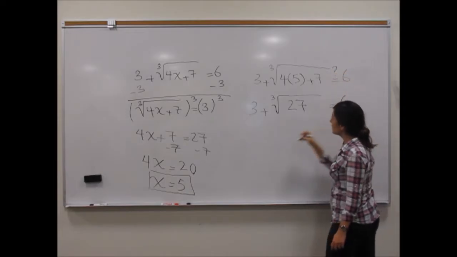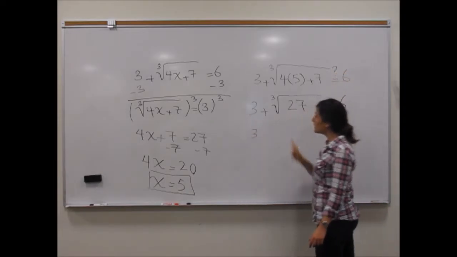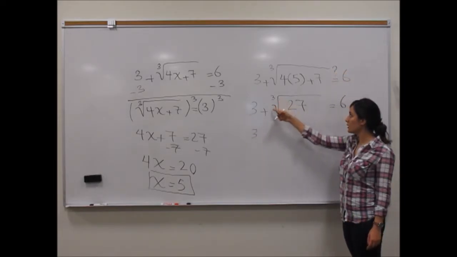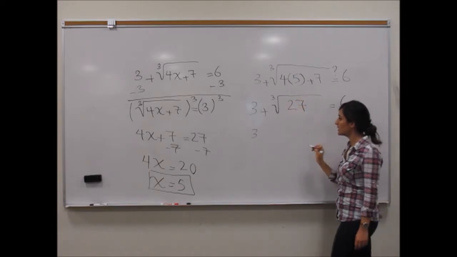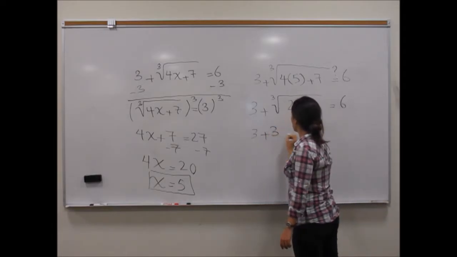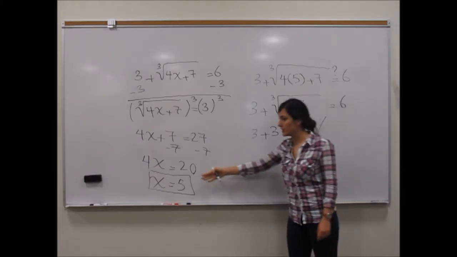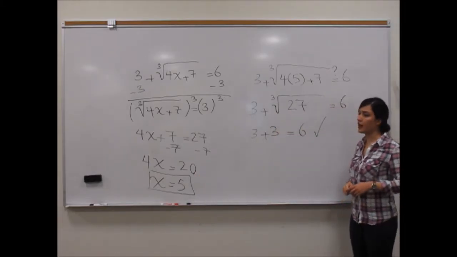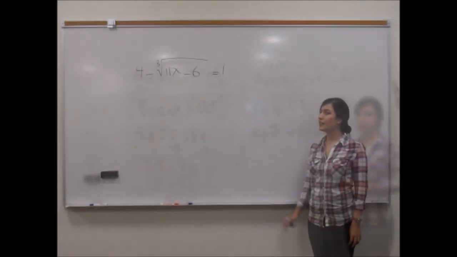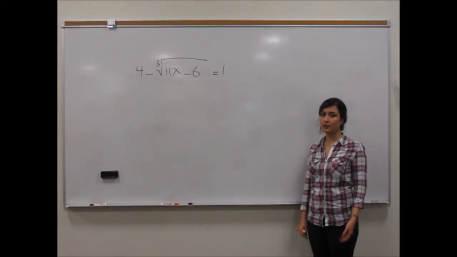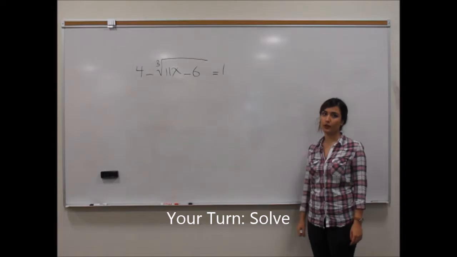Let's see. So 27 is a perfect cube, so the cube root of 27 is 3. And 3 plus 3 is 6, so this is absolutely true, and our answer is x = 5. Alright, here I have an example for you to try, so go ahead and pause the video and try to do this. We'll go over it together.